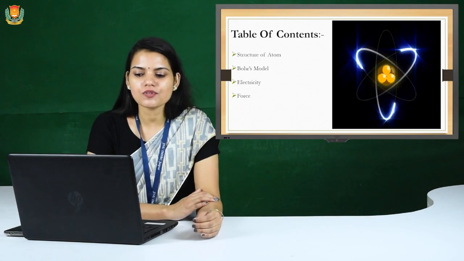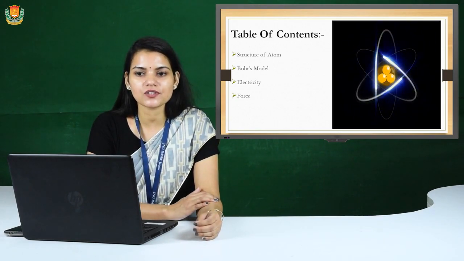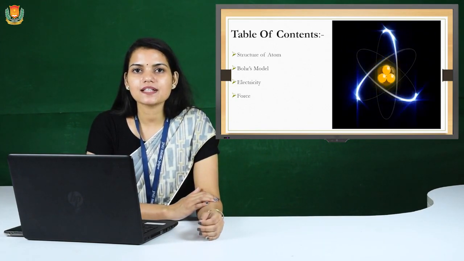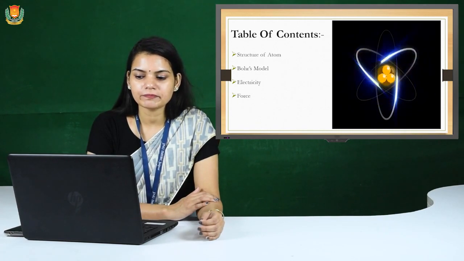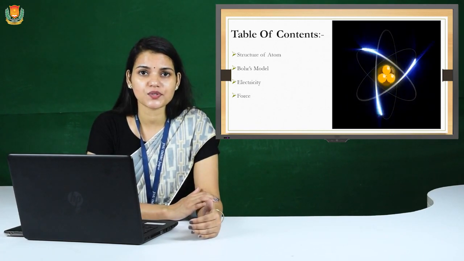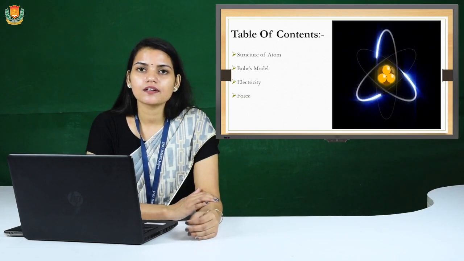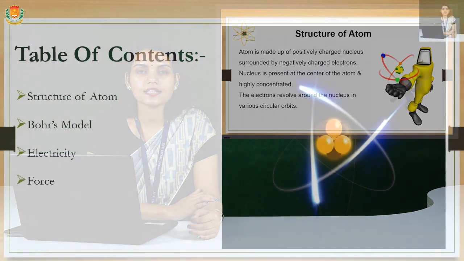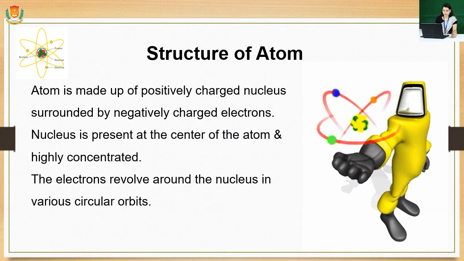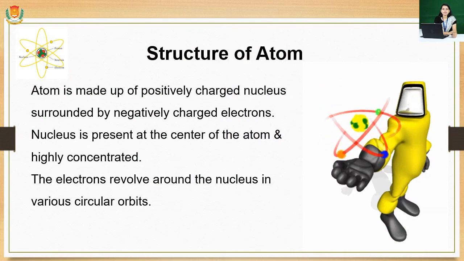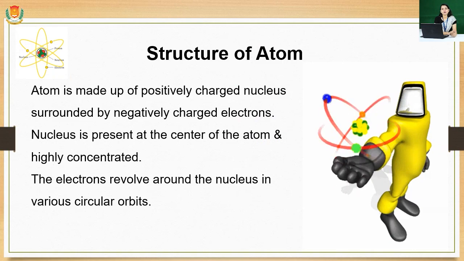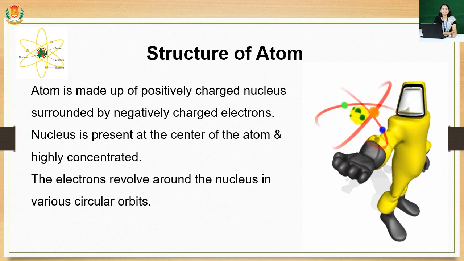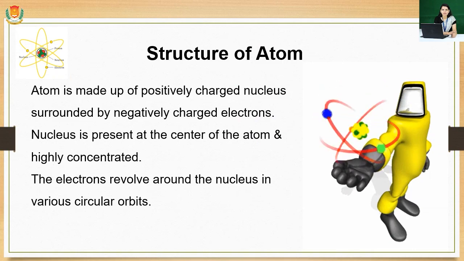The structure of an atom. An atom is made up of a positively charged nucleus surrounded by negatively charged electrons. The nucleus is present at the center of the atom and it is highly concentrated. The electrons revolve around the nucleus in various circular orbits. The atom is made up of subatomic particles known as electron, proton, and neutron.